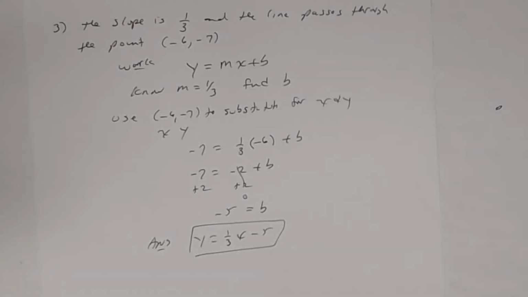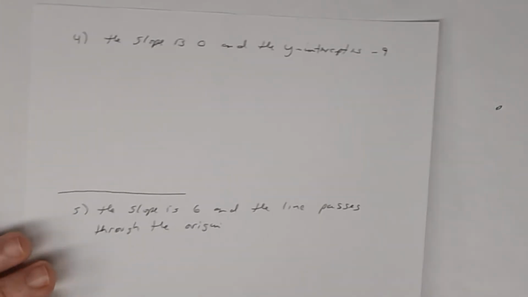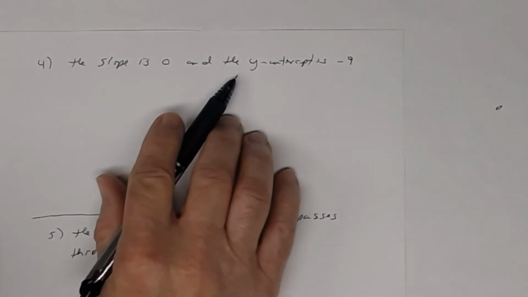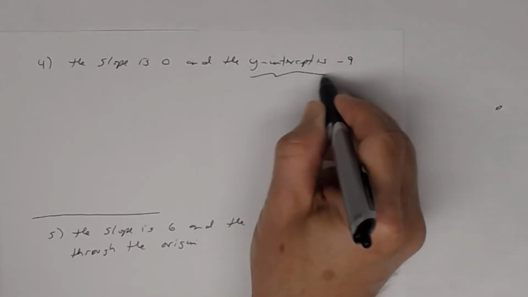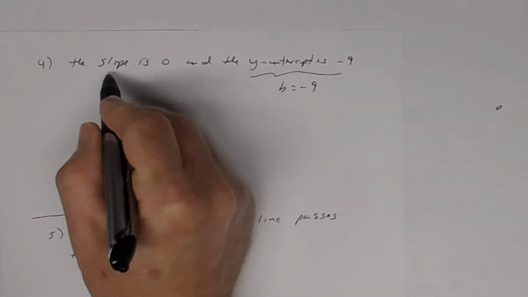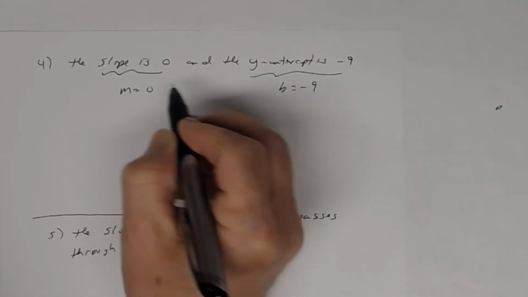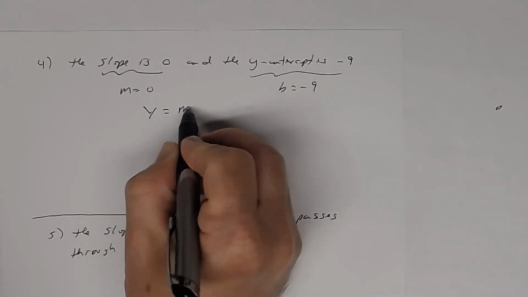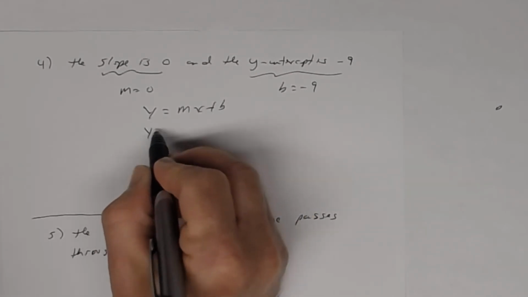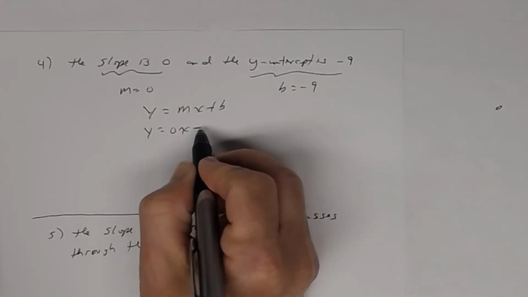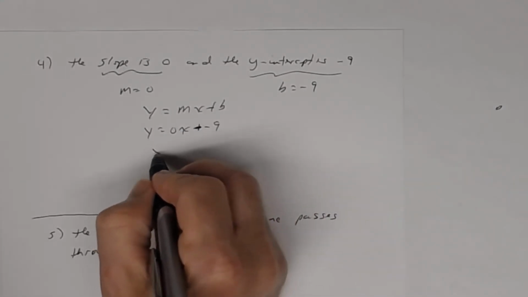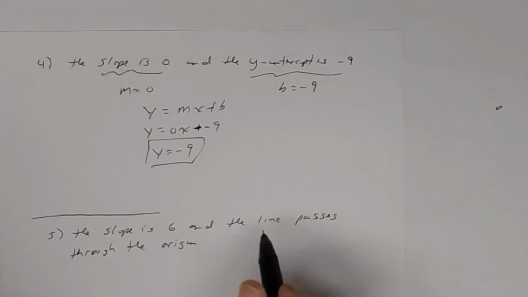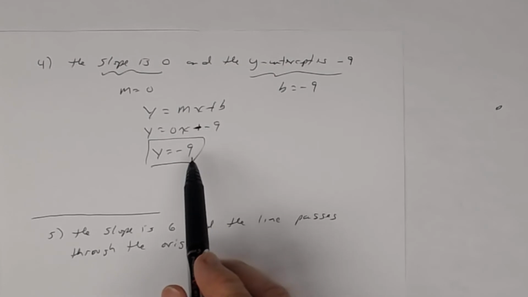All right, so that's number 3. Not difficult at all. All right, let's look at number 4. The slope is 0, and the y-intercept is -9. Now this time you're told the y-intercept, so right away, you know b. b is -9. Right away, you know m. m is 0. So now let's use the formula y equals mx plus b. So I get y equals m, which is 0, times x plus or minus 9, right? Well, 0 times x is 0, so you just say y equals -9. So there's your answer. y equals -9 because 0 times x is 0.